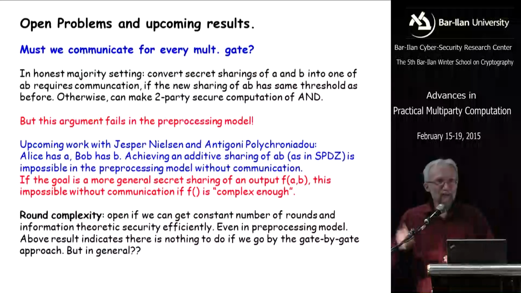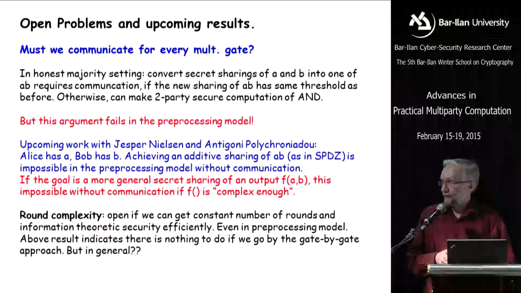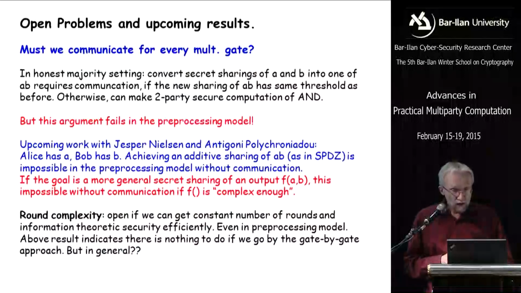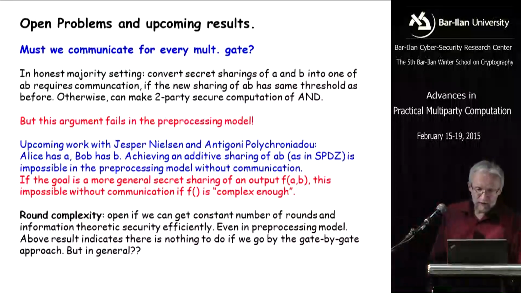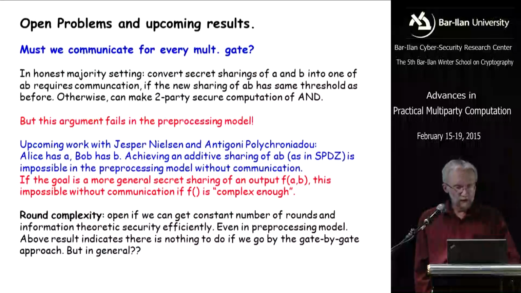Yeah, so what do we do else? I don't know, but it seems that we will need something different at least. Round complexity, well, of course, we all know it's open if we can get a constant number of rounds with information theoretic security efficiently. This is open even in the pre-processing model.